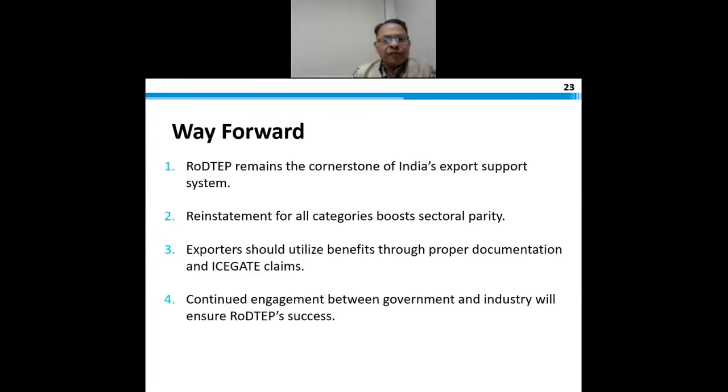RoDTEP remains the cornerstone of India's export support system. Reinstatement of all categories boosts sectoral parity. Exporters should utilize benefits through proper documentation and ICE gate claims. Continued engagement with government and industry will ensure RoDTEP success. You want RoDTEP success? I'll give you one answer, one simple answer.